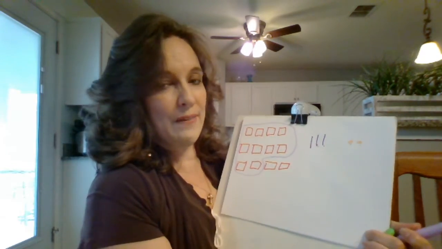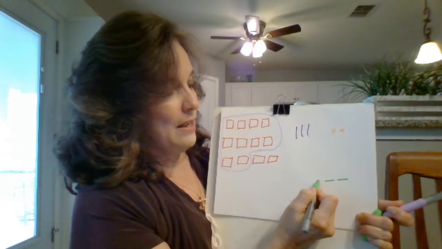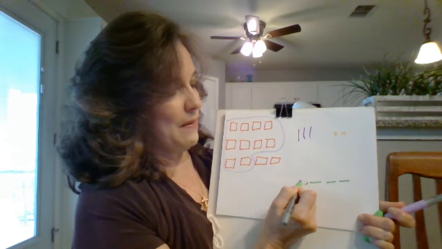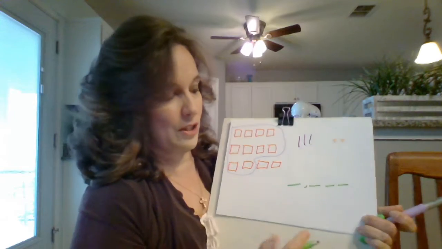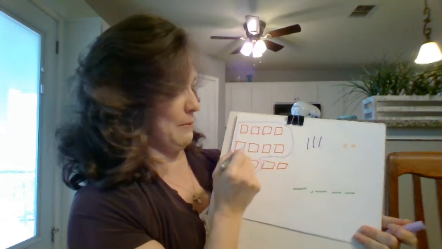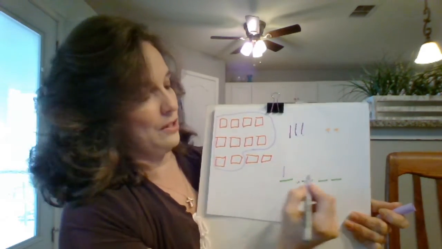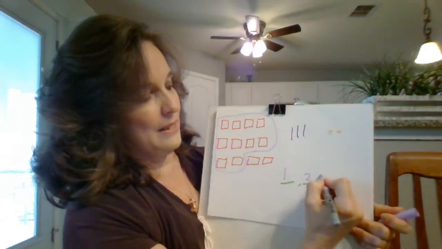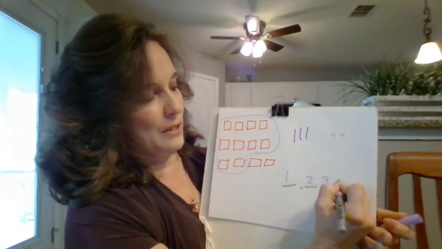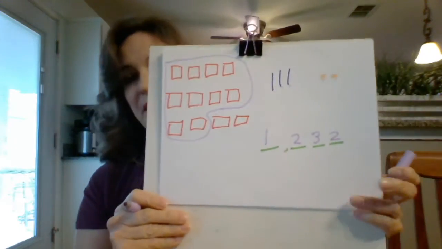So how many digits do I need? When I'm writing thousands, I need ones, tens, hundreds, thousands. 4 digits. All right, so I've got my 4 places. Let's see if I can figure it out. How many thousands do I have? 1. How many hundreds are left? 200. How many tens? 3. How many ones? 2.